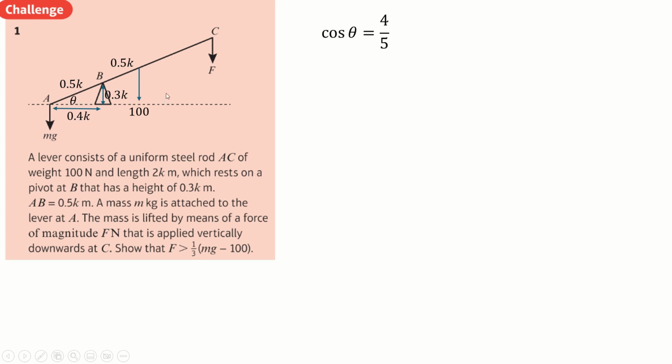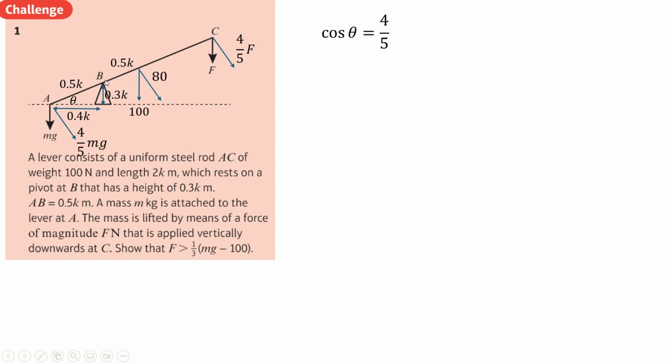And that's going to be super useful because I'm going to want to turn all of these forces into coses, because they'll be adjacent to the angle, right? So that's going to be an f cos theta, which is 4/5 f. That's going to be 100 times cos theta, which is 4/5 times 100, which is 80. And this one is going to be mg times cos theta, which is just 4/5 mg.